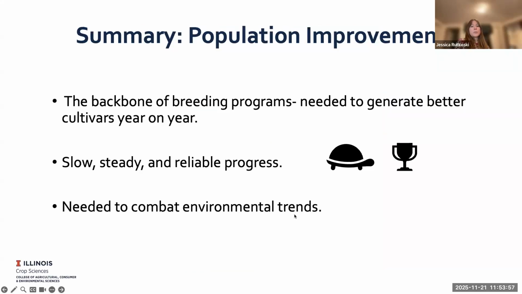So just to summarize this first part of my talk, which is a lot of background: population improvement is the backbone of breeding programs. It's needed to generate cultivars every year. We need to improve the population so we can continue to get cultivars out year after year. It's slow, definitely, but it's steady and reliable progress.